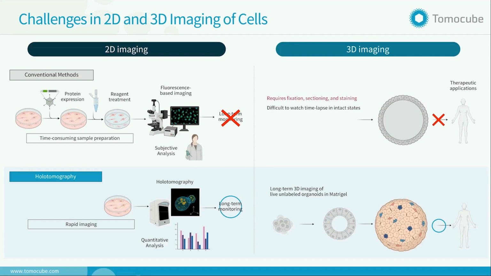And since we haven't modified anything in these organoids, you can use those organoids or the iPSC for therapeutic application because there's no light energy transfer and no staining, no modification. So you can just keep those samples and the model system alive and in their intrinsic state.